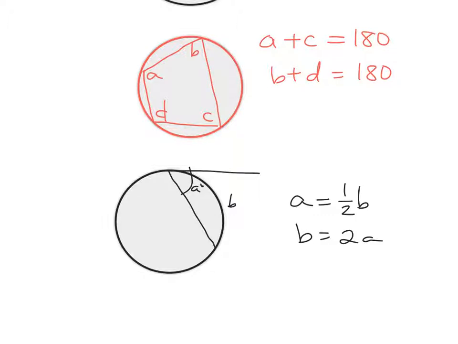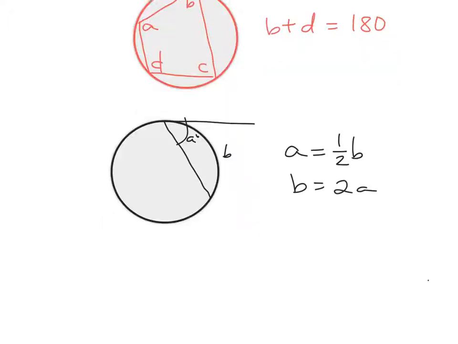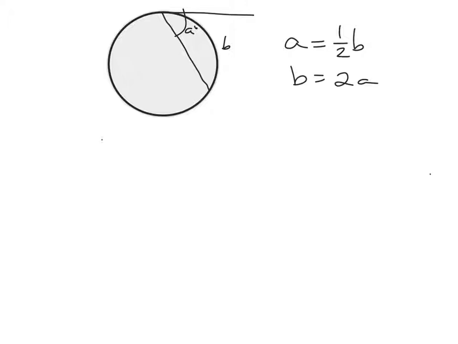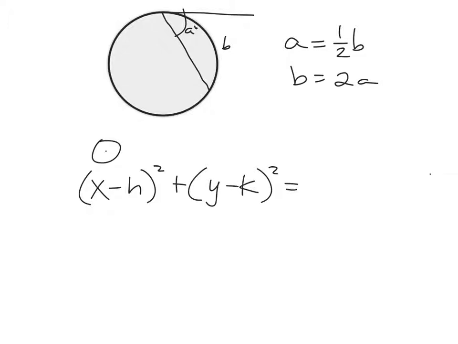Am I missing any? Formula-wise, anyway. Oh, circles. Let's just write standard form. That's x minus h squared plus y minus k squared equals the radius squared. Okay. I think that pretty much covers it formula-wise.